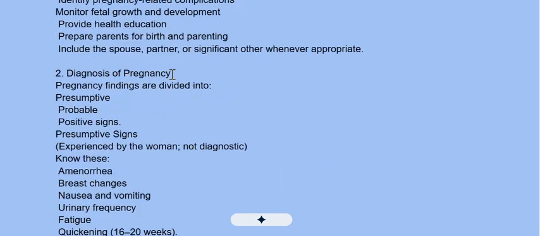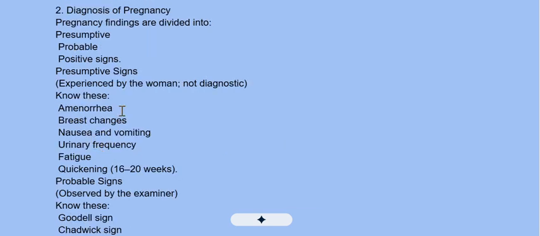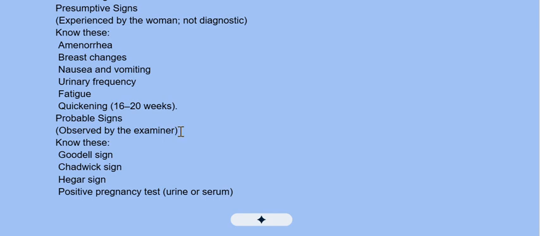2. Diagnosis of pregnancy. Pregnancy findings are divided into presumptive, probable, and positive signs. Presumptive signs are experienced by the woman and are not diagnostic. Know these: amenorrhea, breast changes, nausea and vomiting, urinary frequency, fatigue, quickening, 16 to 20 weeks. Probable signs are observed by the examiner.